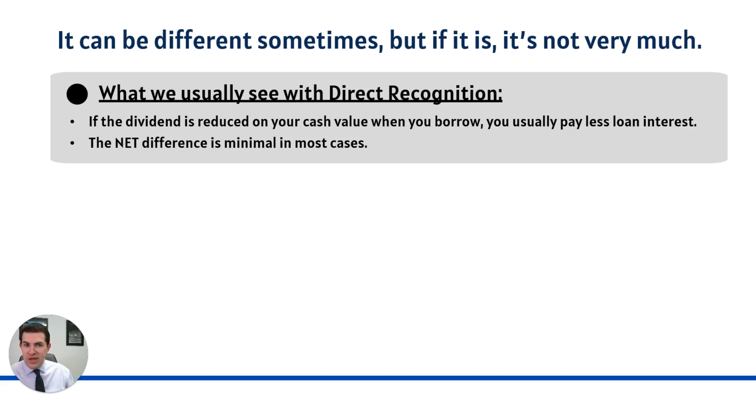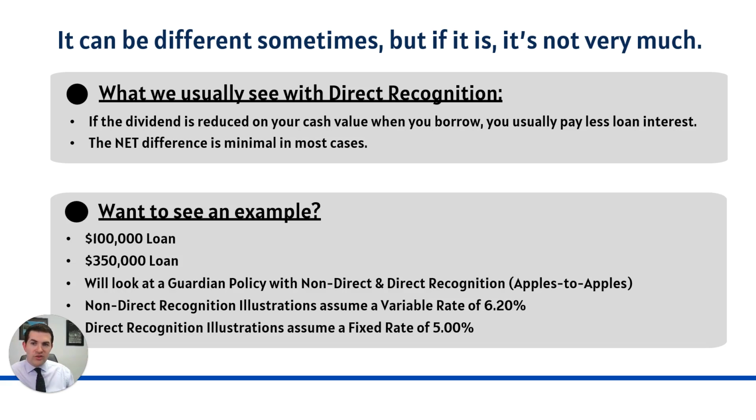So let's take a look at two examples. We'll look at a case study with someone taking out a $100,000 loan, paying it back in 1 year, and then a $350,000 loan and paying it back over several years. What we'll look at is a Guardian policy with both non-direct and direct recognition, as they do offer both options. This allows us to look at one product and look at a clean apples-to-apples comparison. The loan rate right now with Guardian's non-direct recognition policy is 6.2%, and with their direct recognition policy is 5%, and that fixed rate will never change. The variable rate likely will, which will impact this case study.